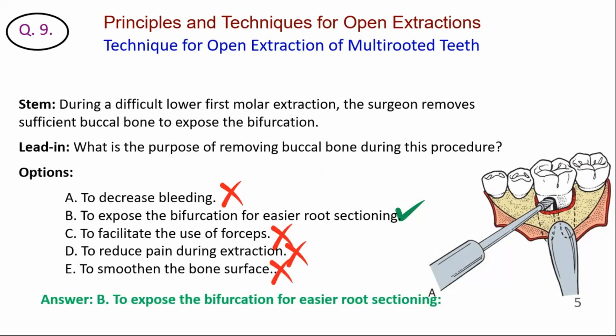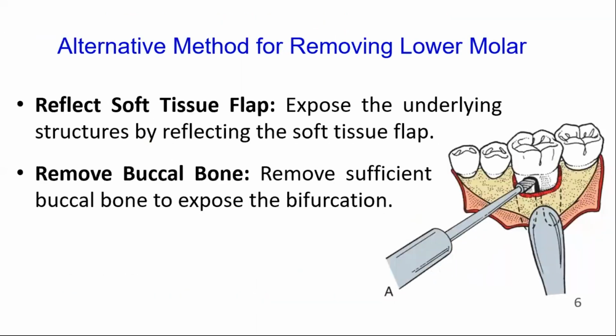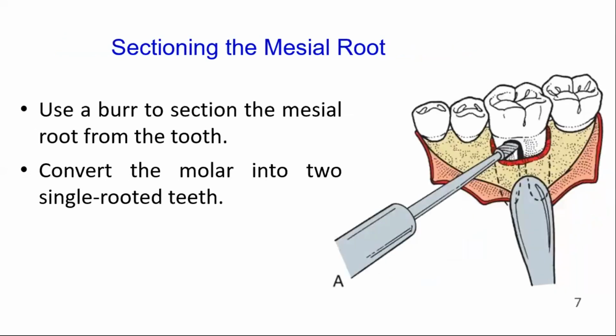The soft tissue flap is reflected and sufficient buccal bone is removed to expose the bifurcation. Let's discuss the content from which the multiple choice question was created. We discussed one method for removing lower molar in our previous video about MCQ number 4 from lecture 3 part 2. However, there is an alternative method. Reflecting the soft tissue flaps provides better visibility and access to the underlying structures, while removing buccal bone exposes the bifurcation, making it easier to section and remove the roots.